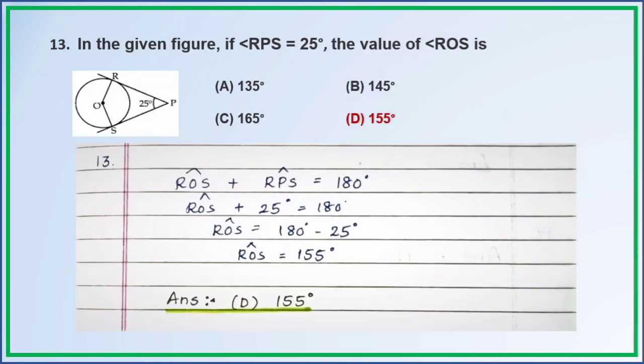Now moving to the next question. In the given figure, angle RPS equals 25 degrees and the value of angle ROS is... We know that the angle between the tangents and the angle between the radii are supplementary, that is 180 degrees. Using this concept, angle ROS equals 180 degrees minus 25, we get angle ROS as 155 degrees. Therefore, option D is the correct answer, 155 degrees.